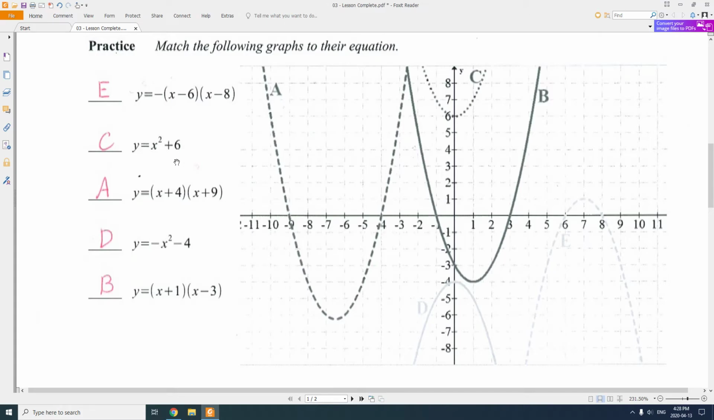What we also notice is that in standard form, the last number, the number that's on its own, always matches up with the y-intercept. So in this case, +6 at the end, y-intercept of 6. -4 at the end, y-intercept of -4. So the standard form is useful for giving you the y-intercept.